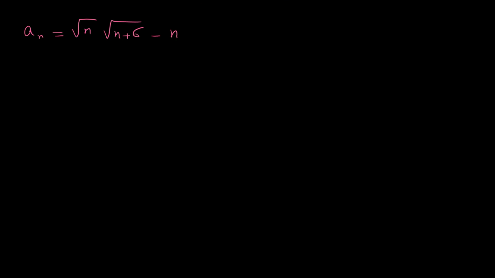Look at this example. a_n is given as square root of n times square root of n plus 6, minus n. Again, it is clear that probably we need to use the conjugate method for finding the limit of this sequence. So we want to find the limit as n approaches infinity of radical n times radical n plus 6 minus n.